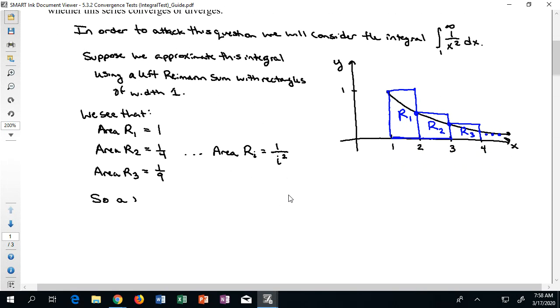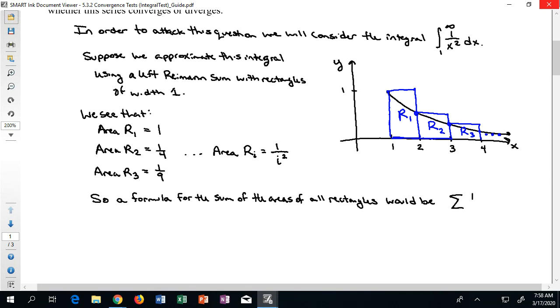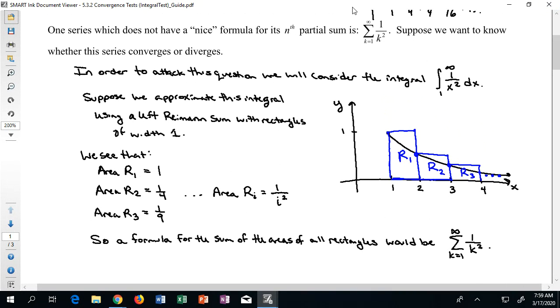So I could state a formula for the sum of the areas of all rectangles. I could make this a summation because I'm going to add up a bunch of areas of rectangles. The general area formula is 1 over k squared, and I could start at 1 and go to forever. Now, if I look at that, that should actually be really impressive because that series is extremely familiar. That series, of course, is exactly the series that we started with. So what we see is that these blue rectangles in the picture actually represent the series that we're working with.